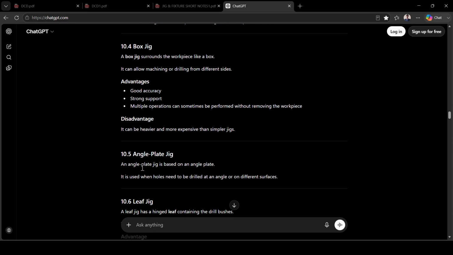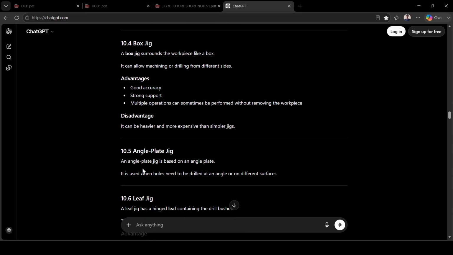Box jig. What is a box jig? A box jig surrounds the workpiece like a box. It can allow machining or drilling from different sides. Advantages: good accuracy, strong support. Multiple operations can sometimes be performed without removing the workpiece. Disadvantage: it can be heavier or more expensive than simpler jigs.